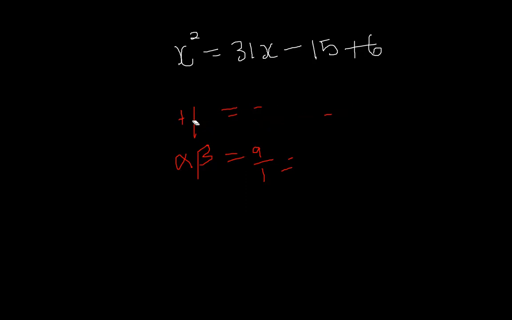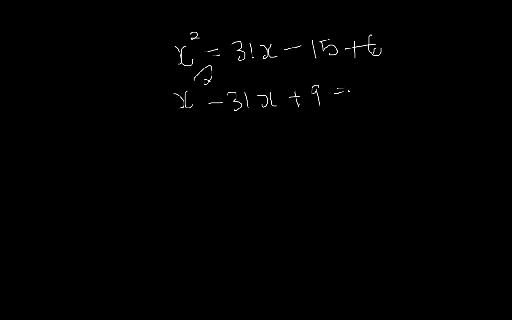Okay, let's do this step by step. I actually wrote the wrong thing. I have something different written down. But yes, in this case, it was supposed to be positive. Anyways, step 1, set it equal to 0. So x squared minus 31x plus 15 minus 6, 9, is equal to 0.